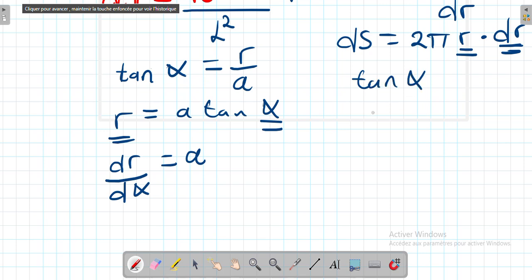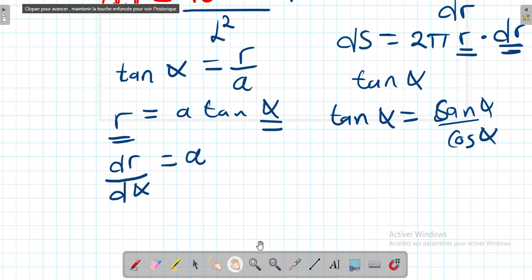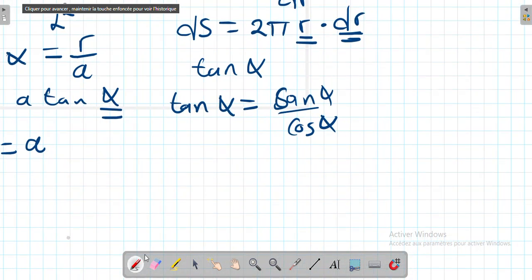Now, for you to differentiate tan alpha, I'm going to remind you, or for the people that didn't know, I'm going to give you an expression. Tan alpha can also be written as sine alpha over cos alpha. Okay? Then, how do you differentiate? You can now apply the quotient rule because you've got a quotient, sine alpha over cos alpha.